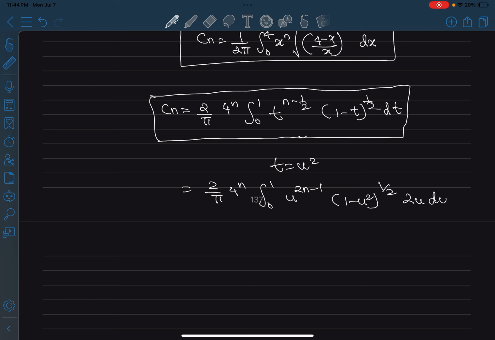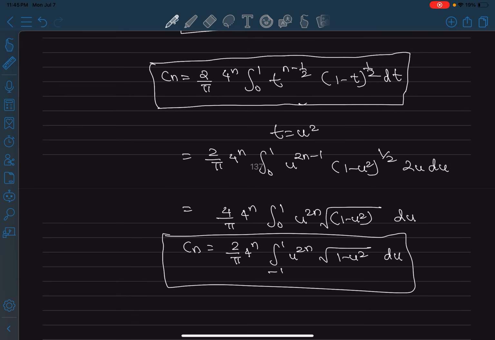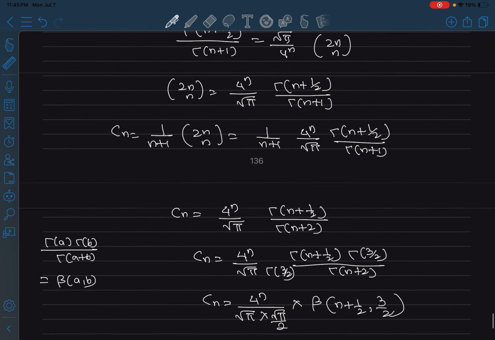du, right? So this becomes now 4 over pi 4 to the power n, integral from 0 to 1, u to the power 2n, square root of 1 minus u squared, right? This u basically multiplied with u to the power 2n minus 1, so we have u to the power 2n du, right? Now because the integrand is even, I can actually use the 2 in front to make it go from minus 1 to 1, u to the power 2n square root of 1 minus u squared du. And that's exactly the integral we are given, right? Yeah, 2 over pi 4 to the power n from minus 1 to 1, u to the power 2n square root of 1 minus u squared du.